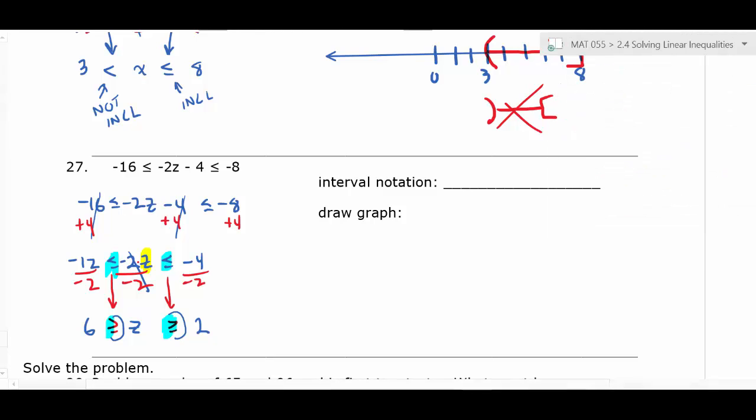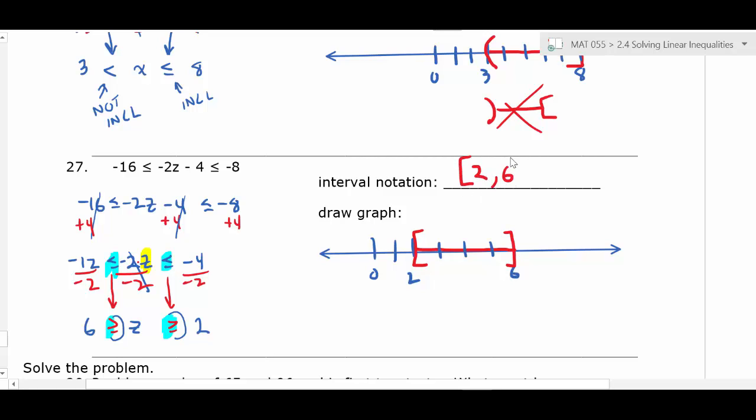All right, so draw your graph. So it will go like this. Draw a number line. Get the key numbers, which are 2, 3, 4, 5, 6, like this. And then probably a 0, like that. And you're including both, so you'd have a bracket on 2. And you would have a bracket on 6, and then shade in the middle. Interval notation would be bracket 2, 6, problem done.